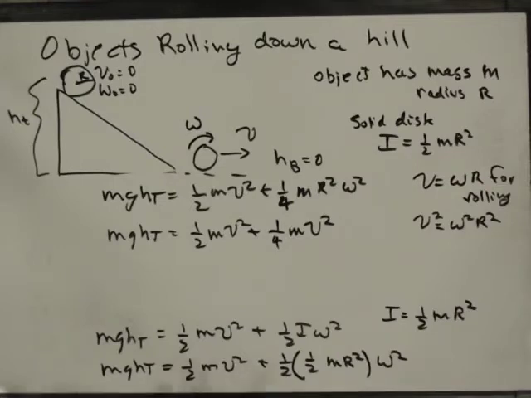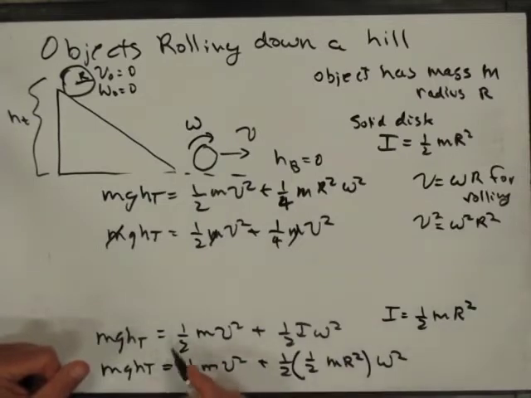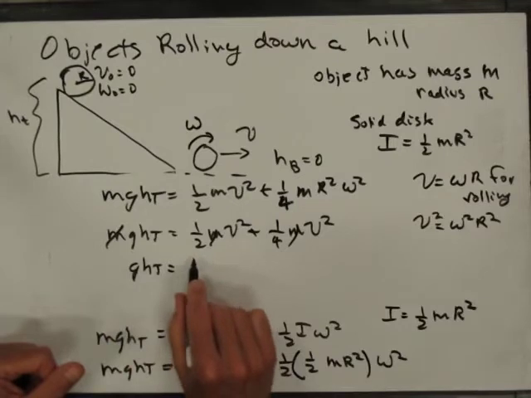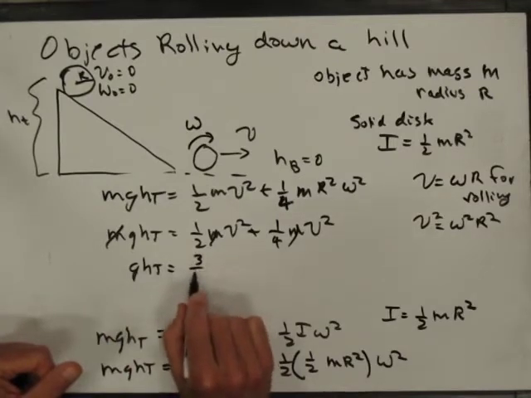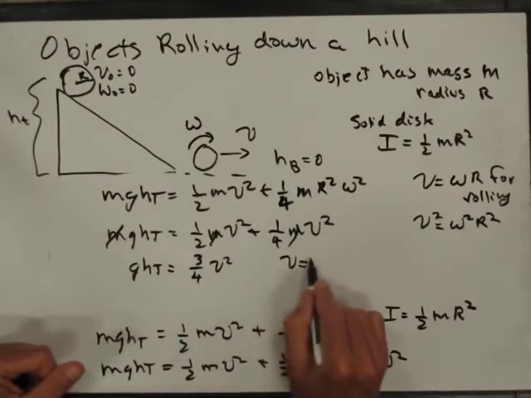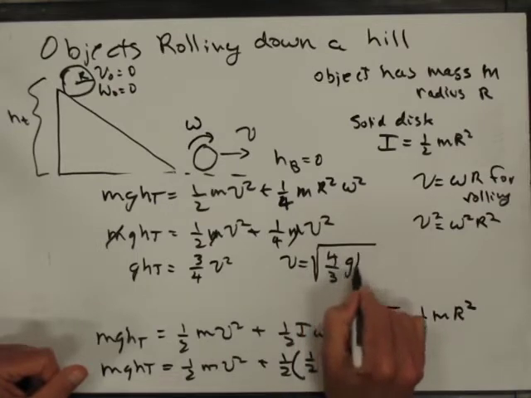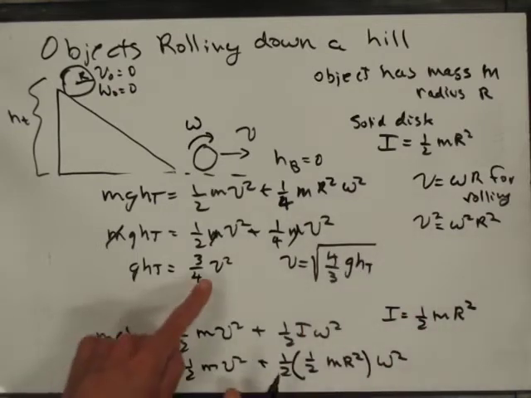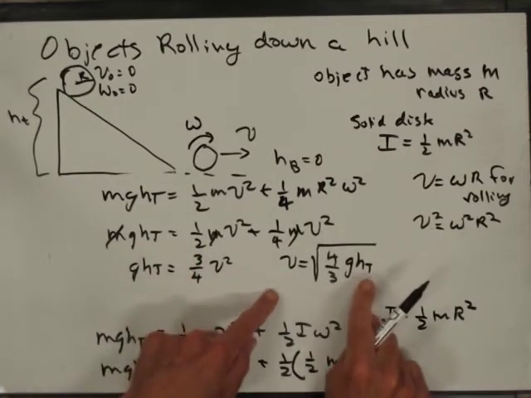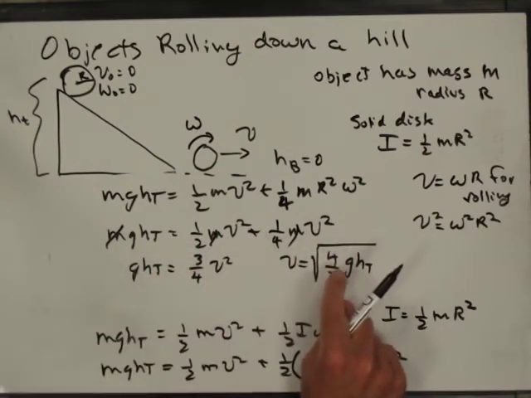This is looking like something that's pretty easy to solve. First of all, the m's cancel, and so I get g times h top equals 3/4 v squared, or v is equal to the square root of 4/3 g times h top. If you remember, in the last sheet we did, we had the square root of 2gh. The fact that I had to include rolling just changed this coefficient here.